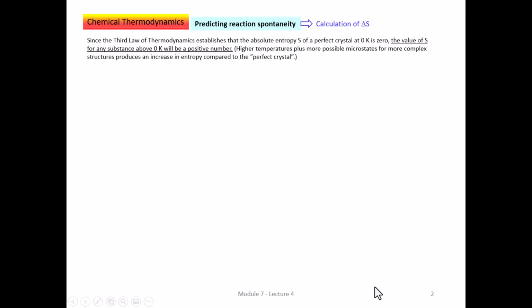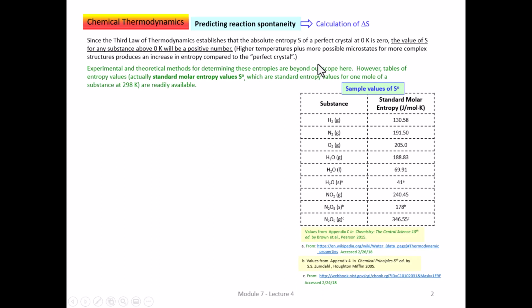So let's get into calculating delta S for reactions. Since the third law establishes that the absolute entropy of a perfect crystal at 0 K is 0, the value of S, the entropy value for any substance above 0 K, will be a positive number. If you think about it for a second, that makes perfect sense. Higher temperature, anything above absolute 0, plus more possible microstates for complex structures would produce an increase in entropy compared to the perfect crystal.